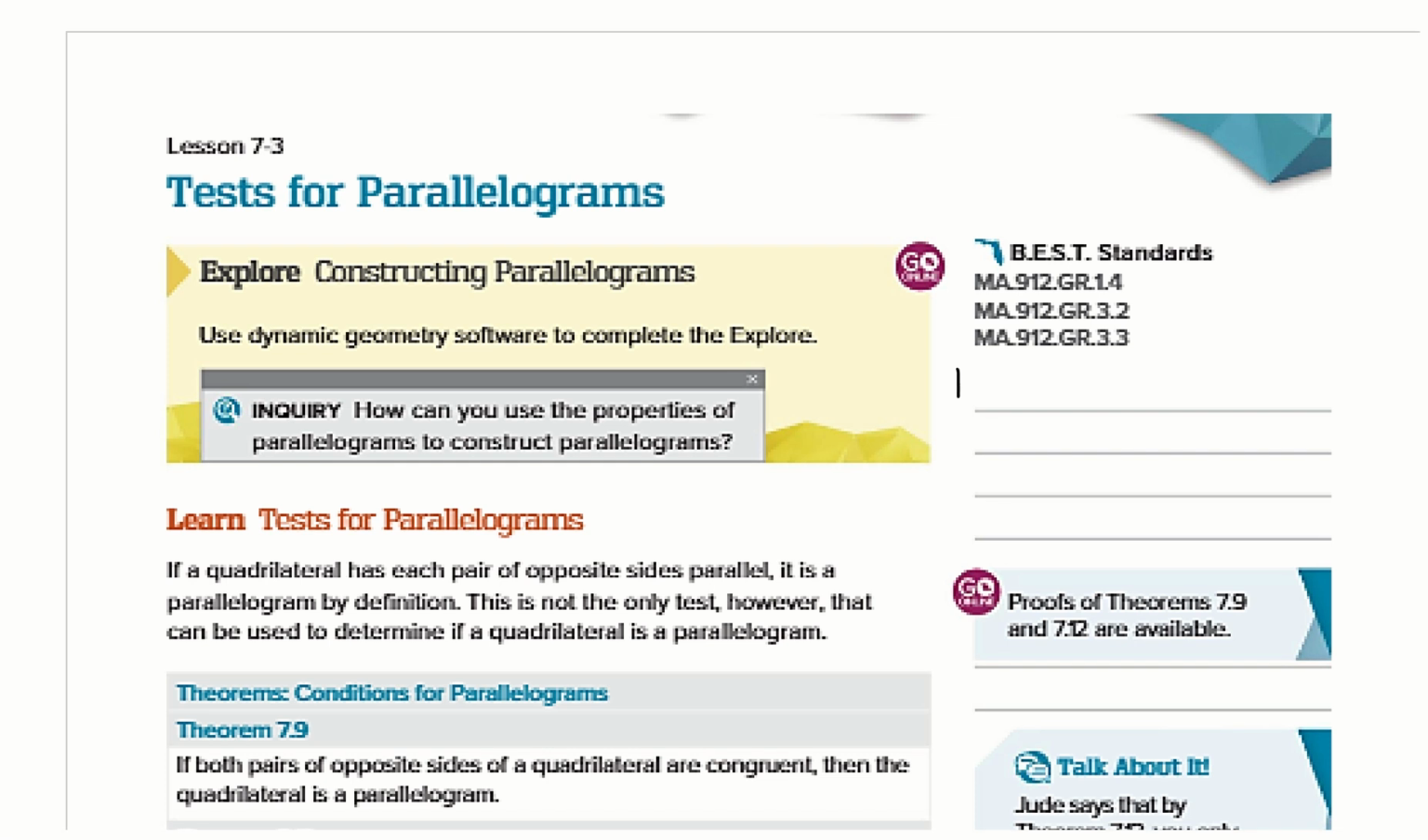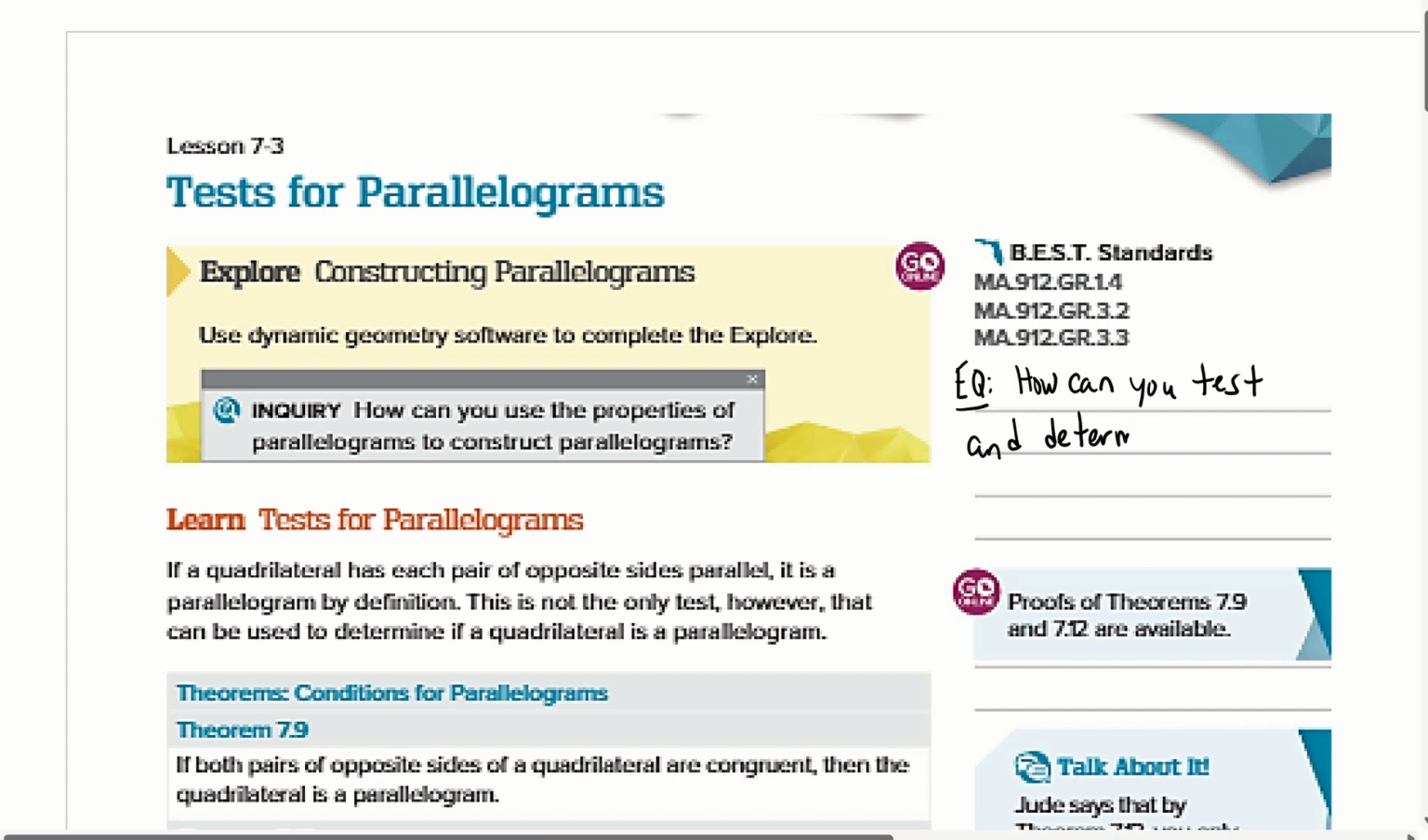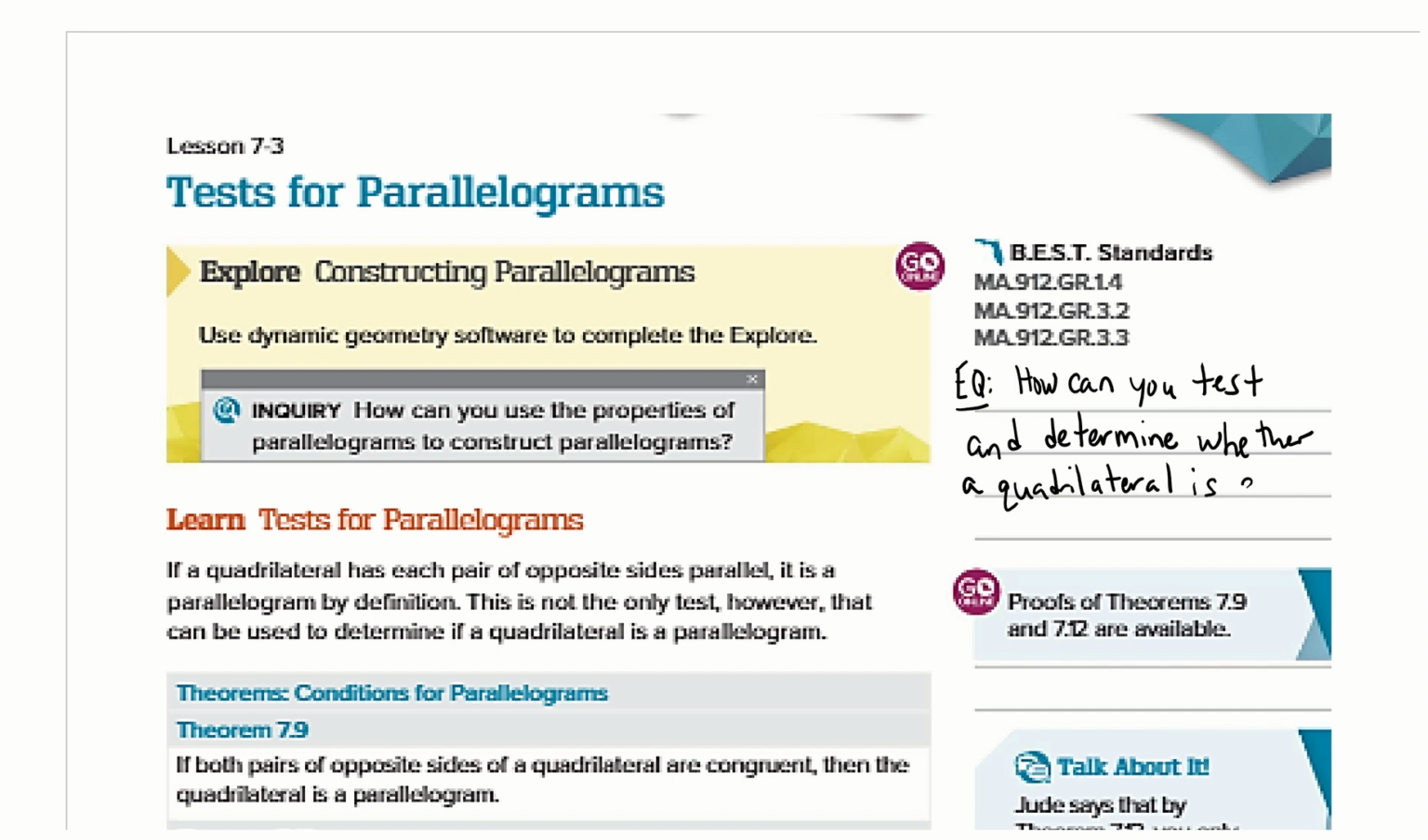Hello class, welcome to this video on 7.3, test for parallelograms. So our essential question, I'm going to go ahead and write it down here, is how can you test and determine whether a quadrilateral is a parallelogram.